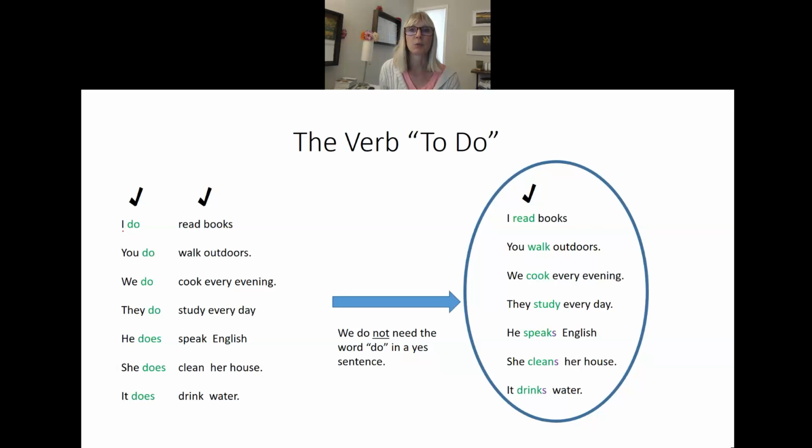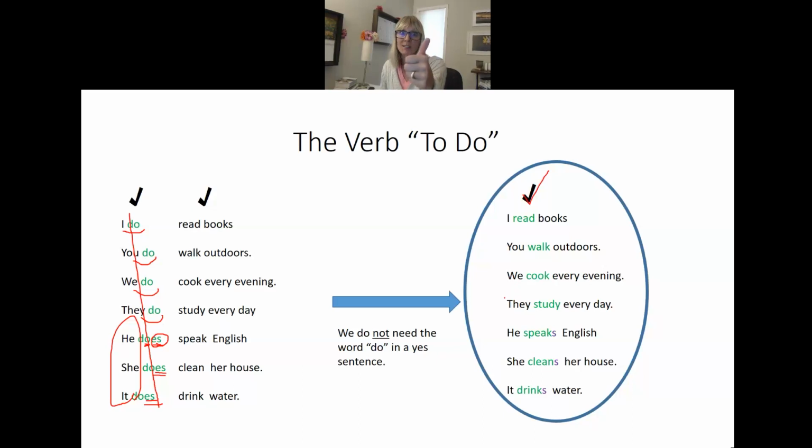So also we need to remember the forms of do. I do, you do, we do, they do, he does, she does, it does. Again, we see our three pronouns, he, she, and it, require an S on the verb. Because do ends with O, I need ES. Okay, but again, we don't need these do verbs to have a yes sentence.